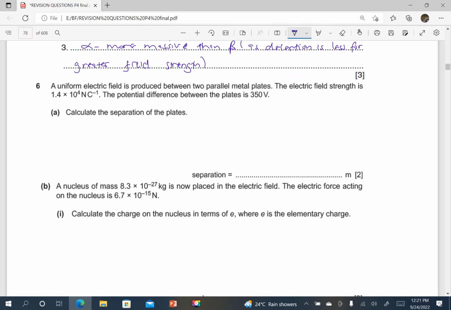Next, a uniform electric field is produced between two parallel metal plates. The electric field strength is given as that. The PD between the plates is given as that. Calculate the separation of the plates. So from E = V/D, it implies that D is going to be equal to V divided by E. When I substitute, this will be 350 divided by 1.4 times 10 power 4. And when I press my calculator, this gives me 0.025.